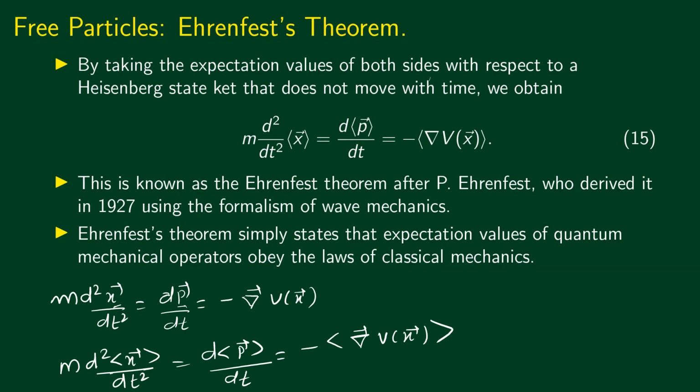So this equation is valid only in the Heisenberg picture, but once you take the expectation value, since the expectation values are the same in the Schrodinger picture and the Heisenberg picture, this equation is valid in both pictures. The equation for the expectation value is valid in both pictures. So this can also be obtained using the Schrodinger picture. The same result can be derived using the Schrodinger picture also. In fact, it was first derived using the formalism of wave mechanics.